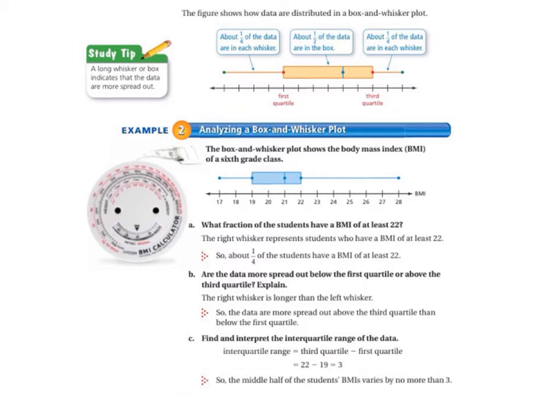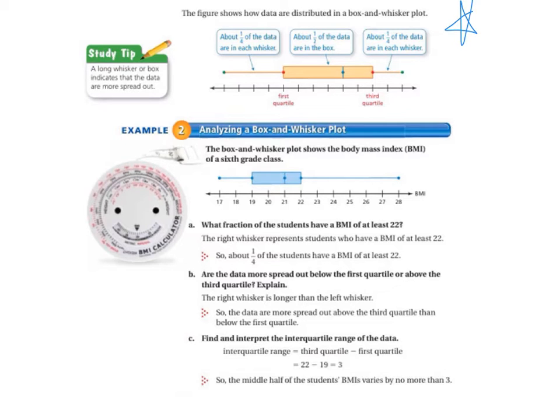Take a minute to copy this figure at the top of page 371 into your math notebook. It says the figure shows how data are distributed in a box and whisker plot. About 1/4 of the data are in each whisker, and about half of the data are in the box. So that's important for you to understand when you're dealing with box and whisker plots.